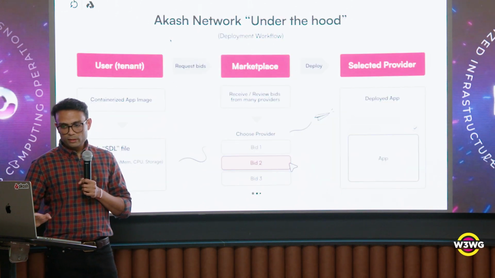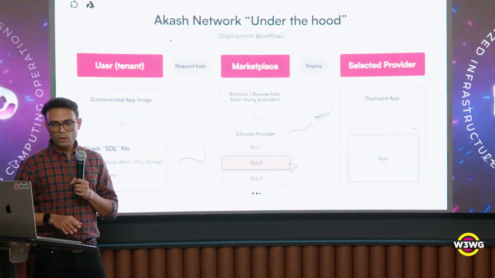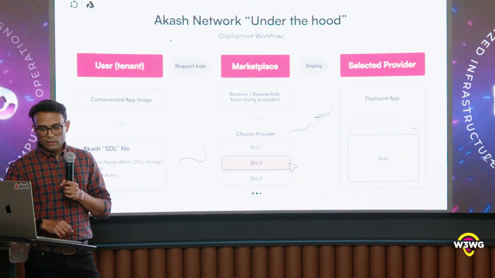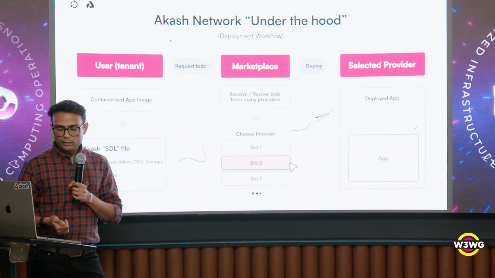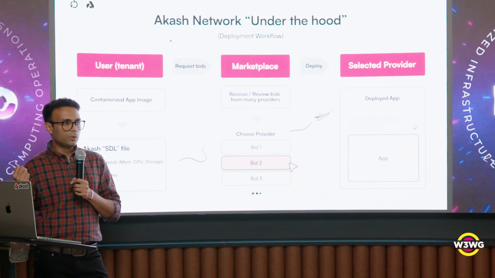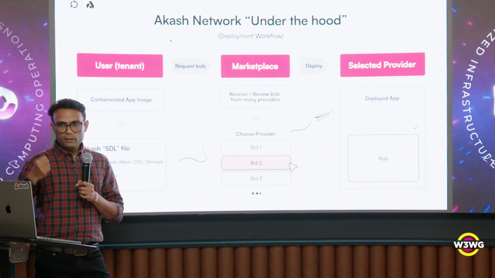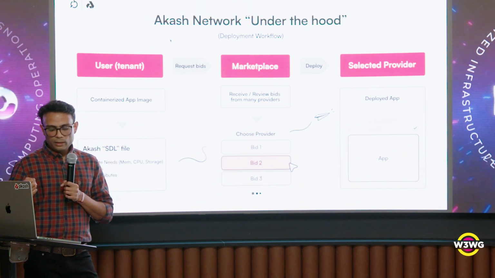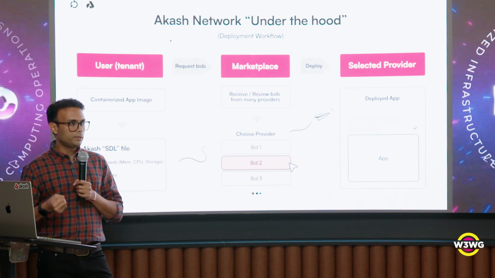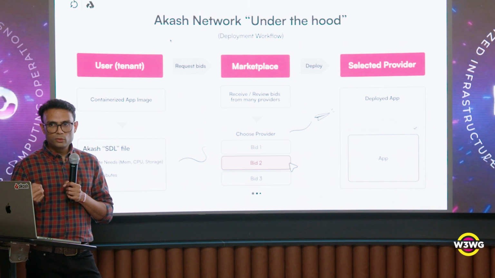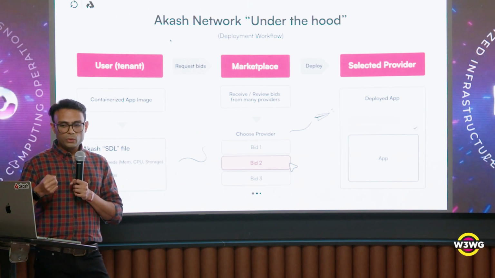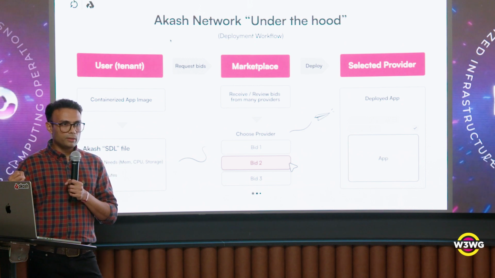Cool. So just one slide really quickly to dive into what the deployment workflow looks like in Akash. I don't want to make this overly technical. But essentially, the way it works is that you, as a user or a tenant, take your application or workload that you want to run, containerize it into a Docker image, and then create something called an SDL file. SDL stands for Stack Definition Language, and it's basically the way that you specify what compute resources your application needs in order to run, right?